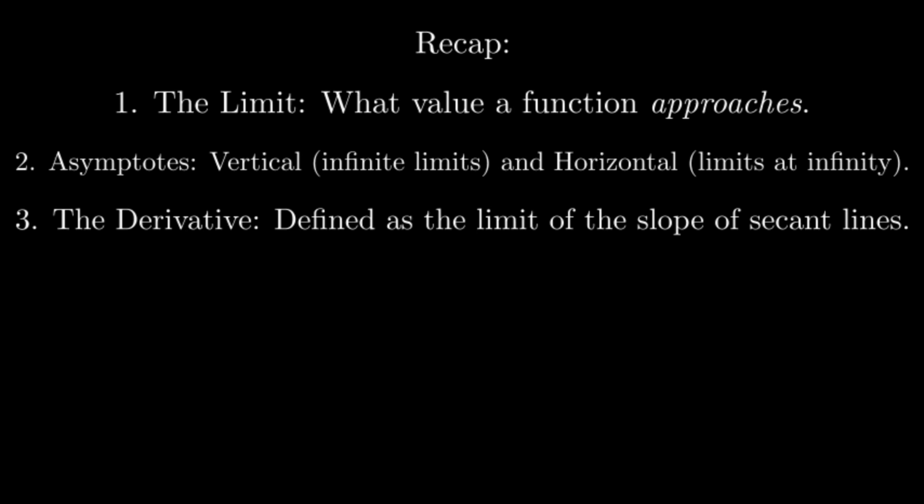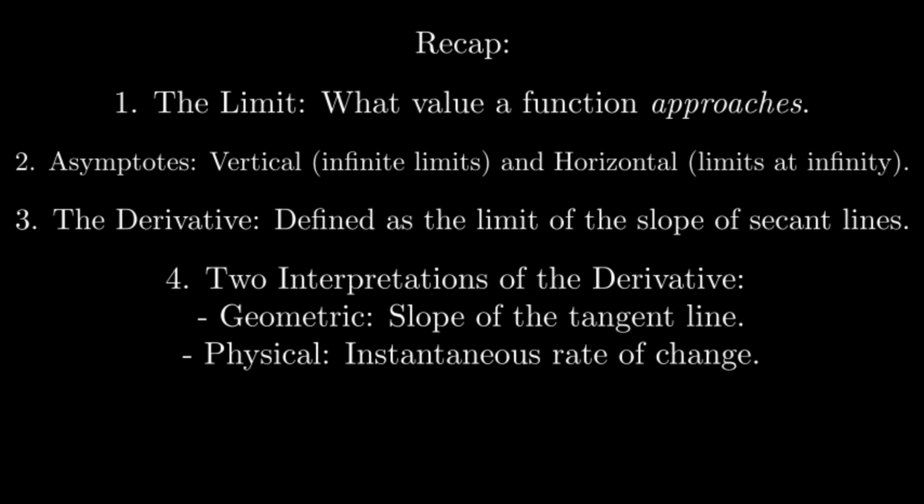Most importantly, we use the concept of a limit to define the derivative. We saw that the derivative, which gives the slope of a curve at a point, is the limit of the slope of secant lines as they become infinitesimally small. Finally, we established the two fundamental interpretations of the derivative. Geometrically, it is the slope of the tangent line to a function's graph. Physically, it represents the instantaneous rate of change of one variable with respect to another.